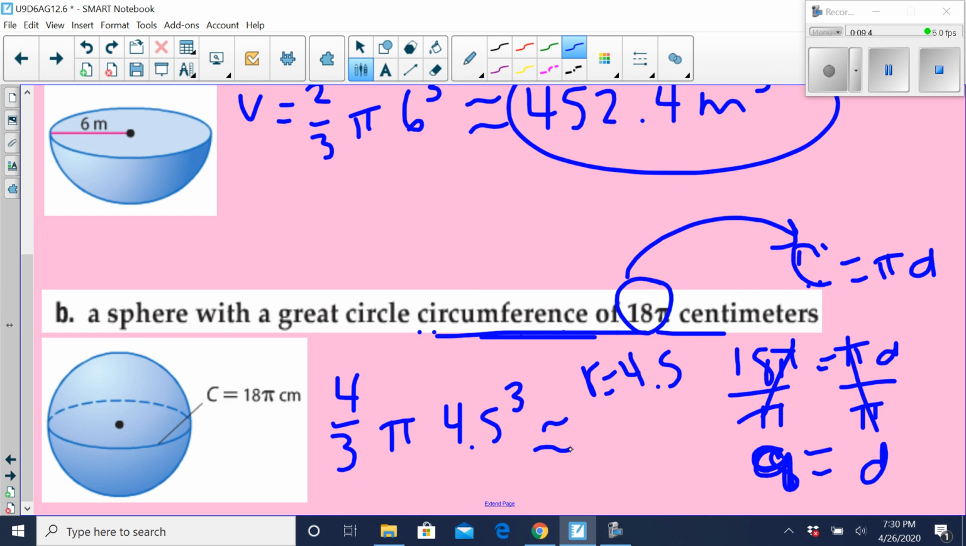And now I can just calculate volume of that sphere, 4/3 pi r, which is 4.5 cubed. And now I just need to plug it in. 4/3 pi, radius is 4.5 to the power of 3. I ended up with 381.7 centimeters cubed. And there's my total volume.